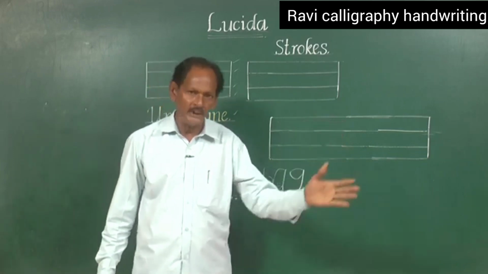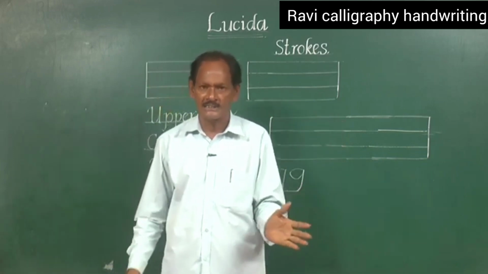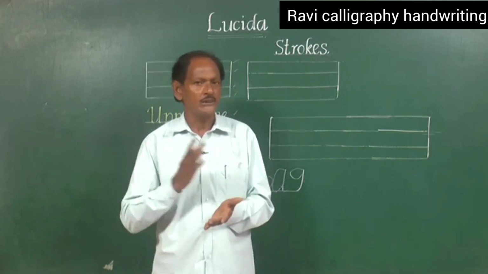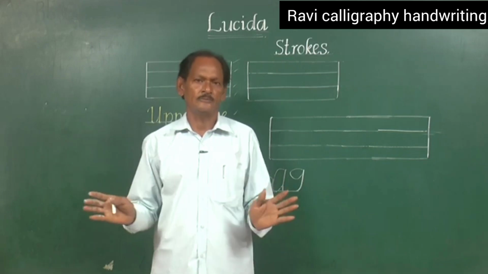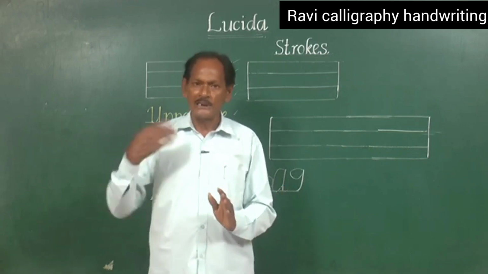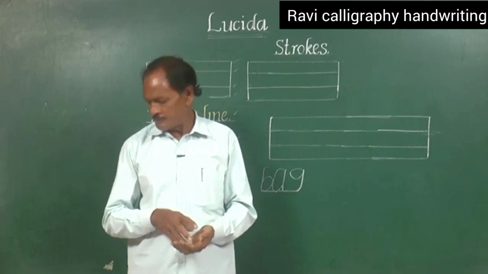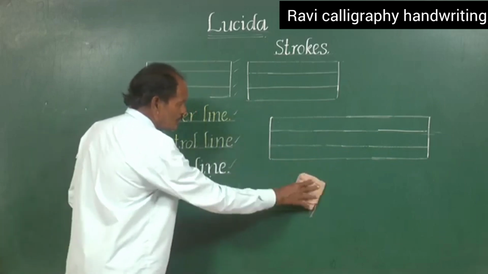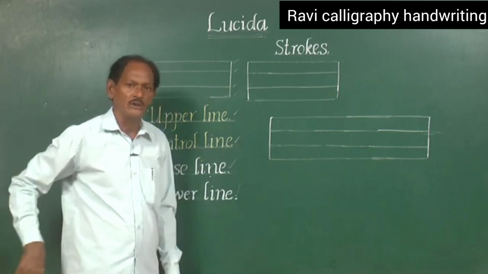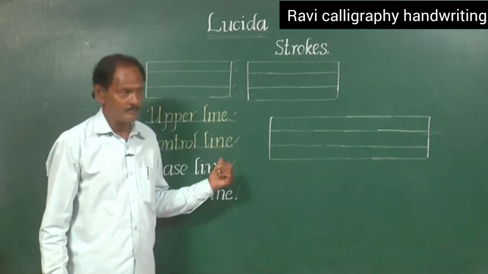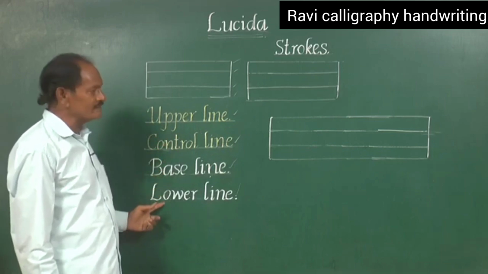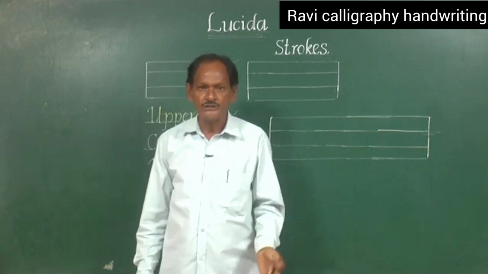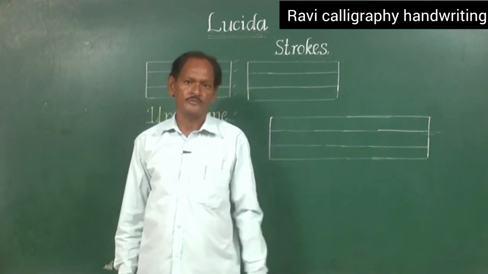Each and every letter has its base form and stroke. These two are different for all the letters of the English alphabet. That is why, first of all, we have to find out how many zones there are in this handwriting. These 4 lines make 3 zones. They are the upper zone, the middle zone, and the lower zone.